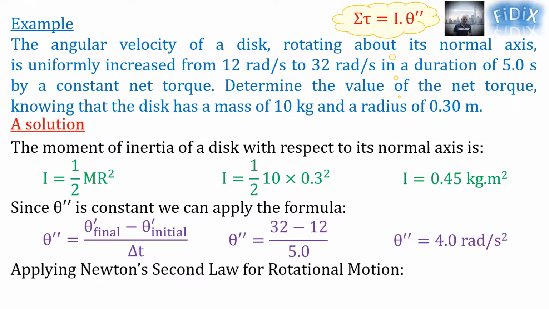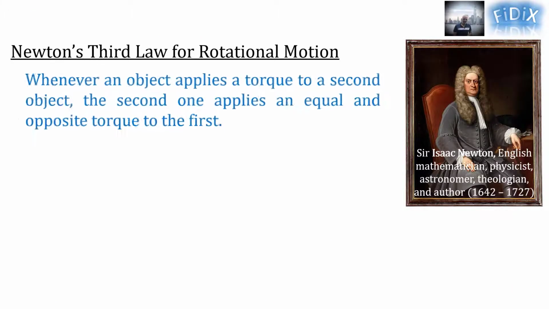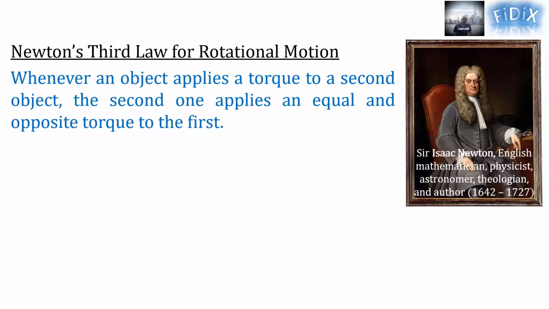Now, by applying Newton's second law for rotational motion, sigma tau equals I theta double prime, and by replacing I and theta double prime by their obtained values, we get the net torque sigma tau equals 1.8 Newton meter. As for Newton's third law for rotational motion, it states that whenever an object applies a torque to a second object, the second one applies an equal and opposite torque to the first.